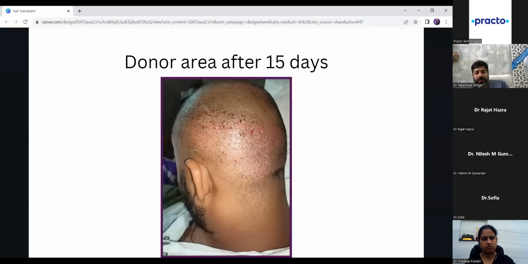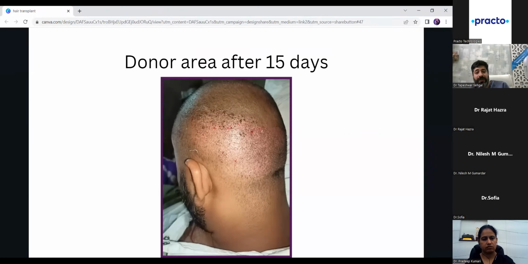And another worry is about the donor area. The donor area in FUE heals so well. In just 15 days, all the extraction points are sealed, and by 1 month, only a redness will remain. There will be no punch area. But yes, there will be some areas where the patient will feel there is no hair.